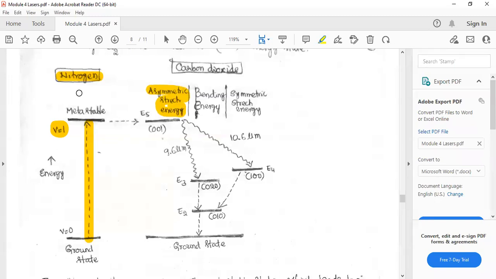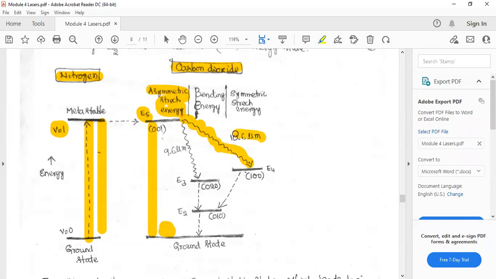Therefore, these nitrogen molecules, which are moving with energy V equal to 1, hit the ground state carbon dioxide molecule, and these nitrogen molecules come down to the ground state. This carbon dioxide molecule now gets excited to energy level E5, which is the asymmetric stretch energy level. This energy level of carbon dioxide is very unstable, and the carbon dioxide molecules present in the E5 level will go down to the E4 level, emitting a laser of 10.6 micrometer, which is in the IR region.